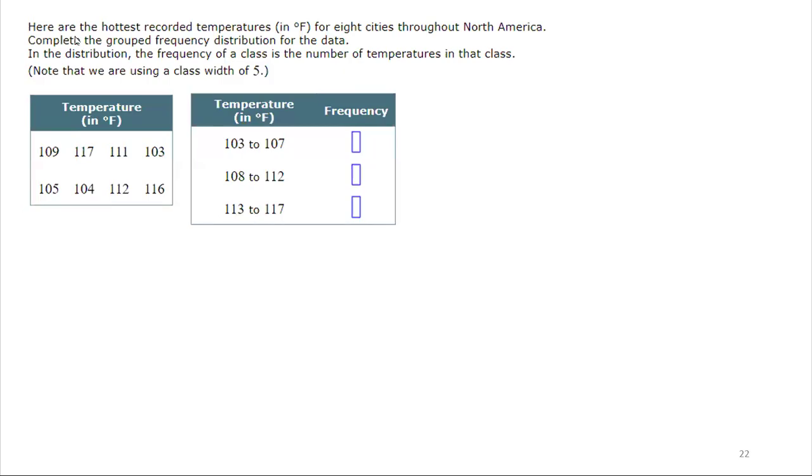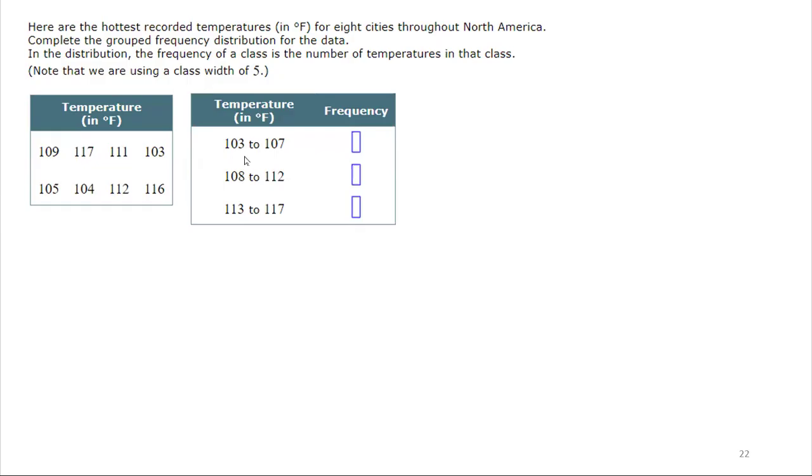It says here are the hottest recorded temperatures in degrees Fahrenheit for 8 cities throughout North America. Complete the group frequency distribution for the data. In the distribution, the frequency of a class is the number of temperatures in that class. Note that we're using a class width of 5. So let's talk a little bit about class width.